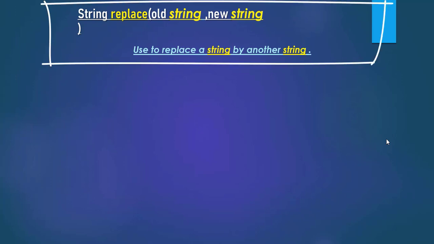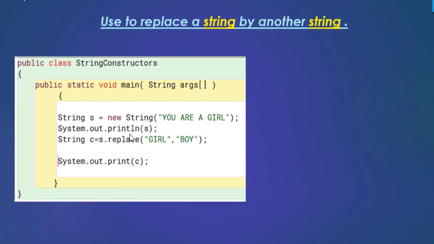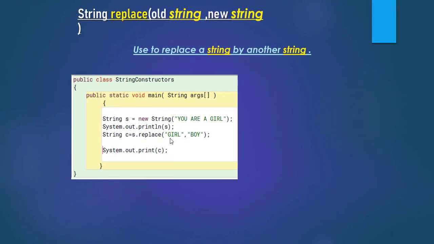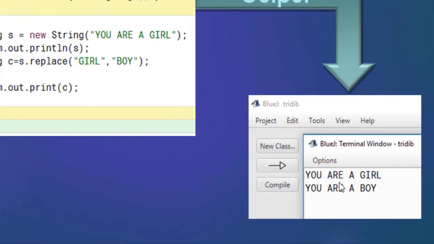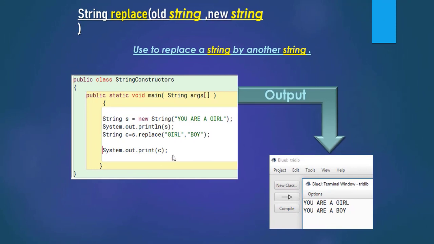This replace function can also be used for changing to a new string. For that I have to write c equals s.replace, the first string comma the new string. The previous string that I have written is "you are a girl". Now I am changing girl to boy. So see the output. The previous string was "you are a girl", now I am printing c, which means girl has been changed to boy, so "you are a boy". In that way, string replacement can be done with the replace function.